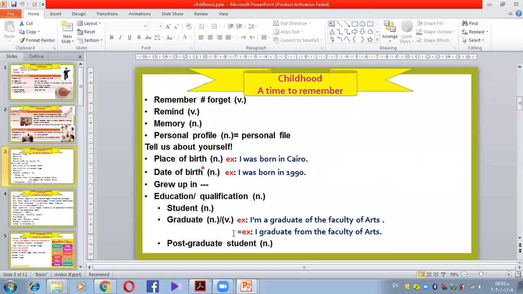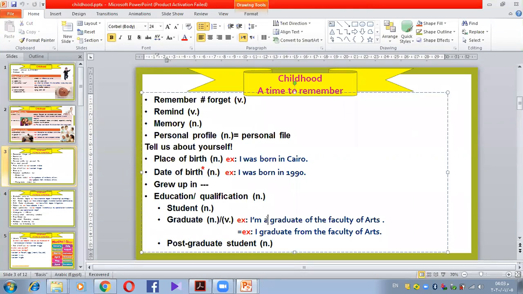Okay, so one more time. Again, what is meant by student? It means you still study in the school or in the university. As we said, graduate as a noun, graduate as a verb. The pronunciation is different. Do you remember present and present? The same. The stress is different. So here it's a noun. So I'm a graduate of the Faculty of Arts. If for example you used it as a verb, I graduated from the Faculty of Arts. Okay, so graduated and a graduate.